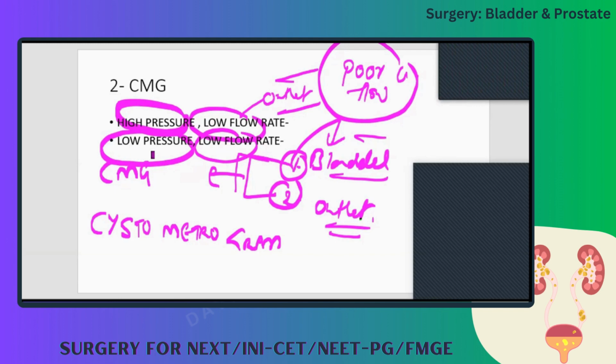Uroflow, if it is poor, there are two reasons. One is outlet obstruction, one is poor bladder function. To differentiate between these two, you need to do a pressure study known as cystometrogram. Cysto is bladder, metro is pressure, and gram is study. Study the bladder pressures. If there is high pressure and low flow, the bladder is fine, the outlet is gone, so you have to do a surgery. If low pressure and low flow, the bladder is not contracting properly, then you give medicines to improve the bladder function.